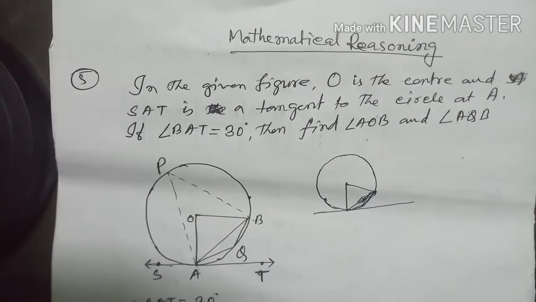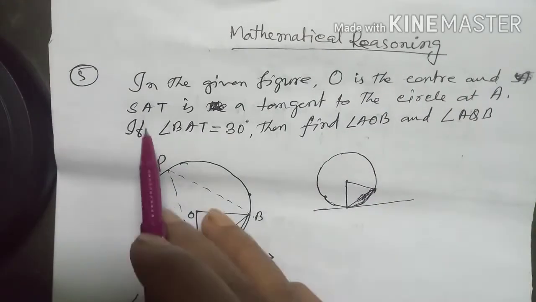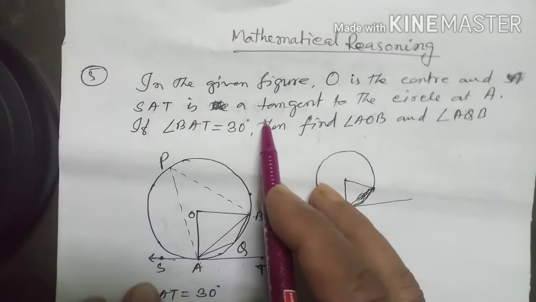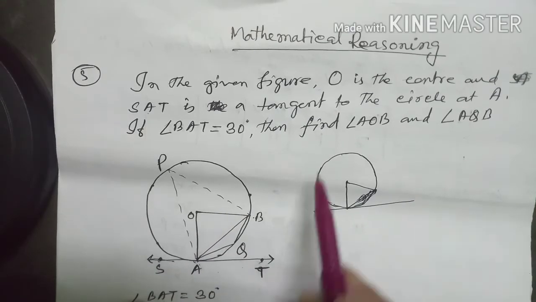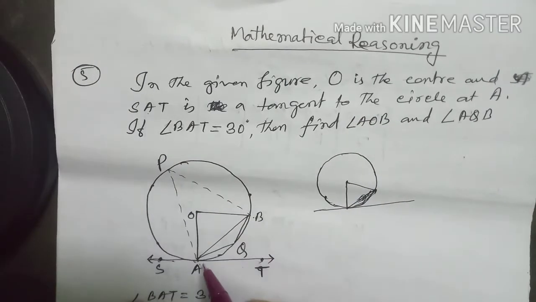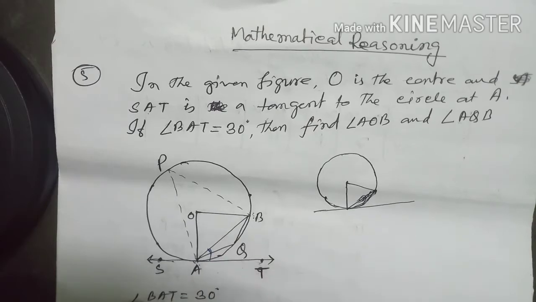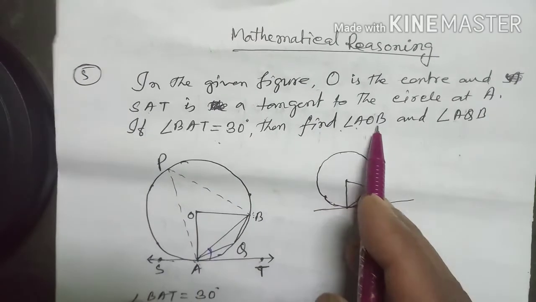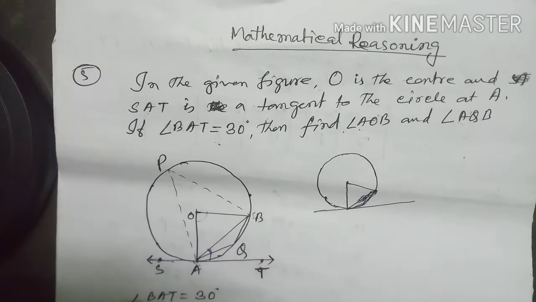Now question number 5. In the given figure, O is the center and HTA is a tangent. In this given figure, this is a circle, O is the center of the circle, and HTA is a tangent to the circle at point A. If angle BAT equal to 30, find AOB and AQB. AOB, so we have to find this angle.